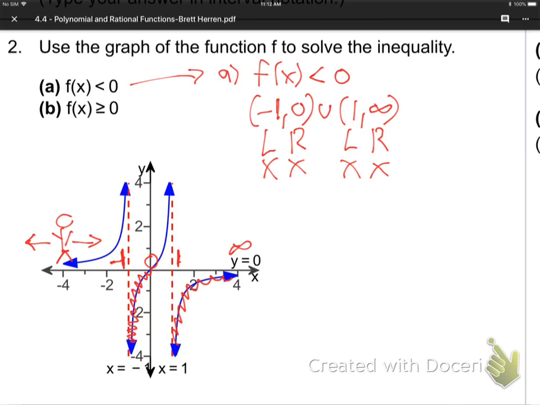All right, how about part B? In part B, they're saying where is the function greater than or equal to 0? Negative infinity to -1. Yeah, so it'd be this section, 0 to 1, and this section. So where on the x-axis? Can you write the intervals for that?